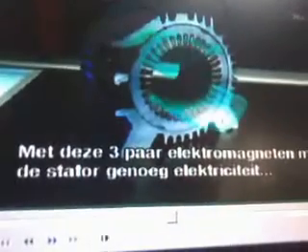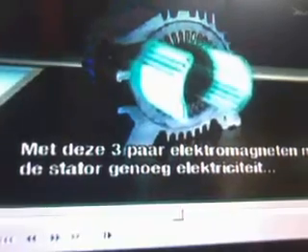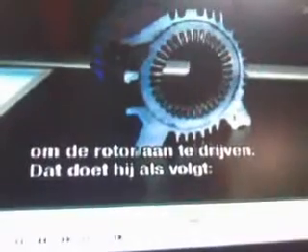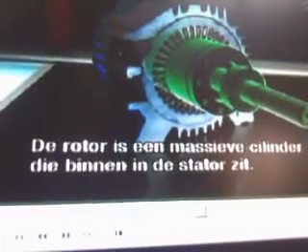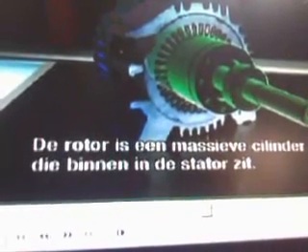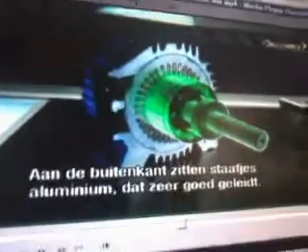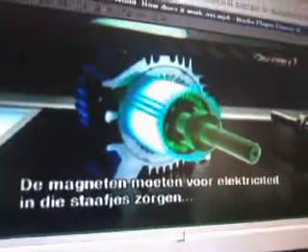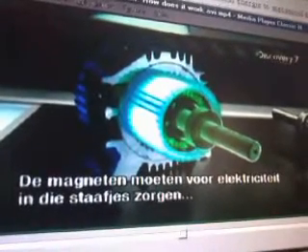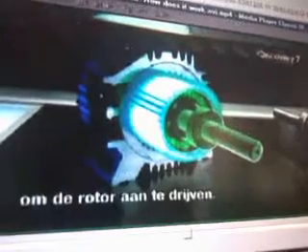With these 3 pairs of electromagnets, the stator can make enough electricity flow to power the rotor. Here's how. The rotor is a solid cylinder that fits inside the stator. It has a series of highly conductive aluminium rods embedded in its surface. The stator's electromagnets must make electricity flow into those aluminium rods to power the rotor.